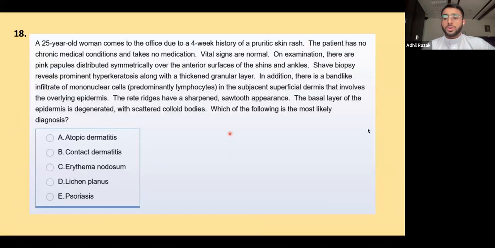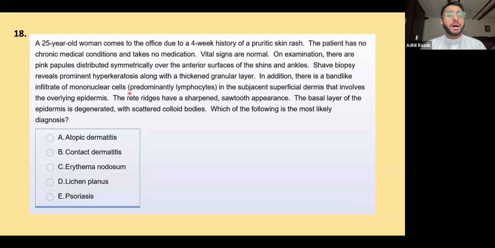All right, so is that clear? Great. So we have a 25-year-old woman who comes to the office with a 4-week history of a pruritic skin rash. The patient has no chronic medical conditions and takes no medication. On examination, there are pink papules distributed symmetrically over the anterior surface of the shins and the ankles. The biopsy shows hyperkeratosis along with a thick granular layer.